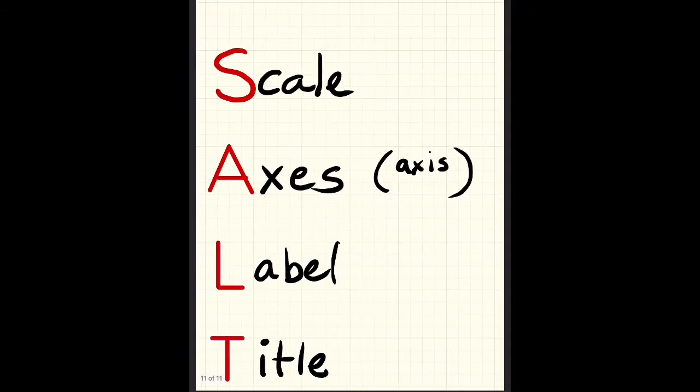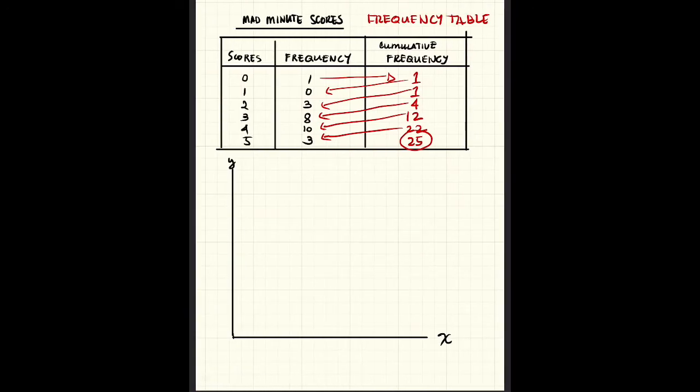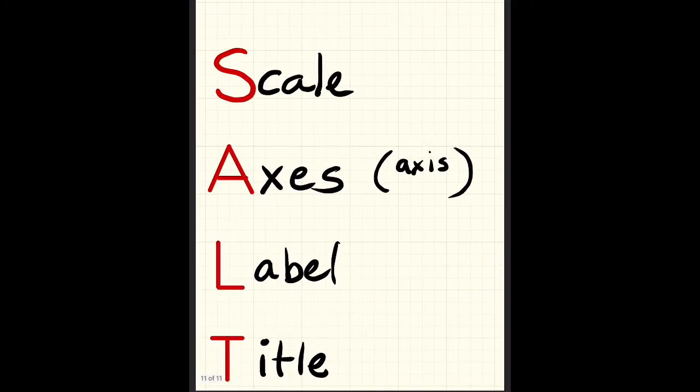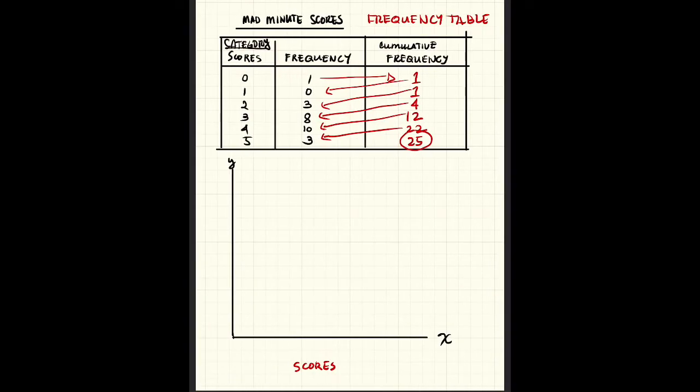So what's the next thing we need to do? We need to put in the proper scale on the axis, okay? So let's look at what information we have on the table. We have two sets of information, scores and frequency. So usually the category, which is scores, we put on the x-axis. So I will label the x-axis scores. Label. So we are now labeling the axis. And for the y-axis, we put in the frequency.